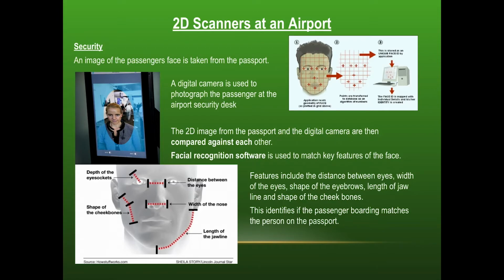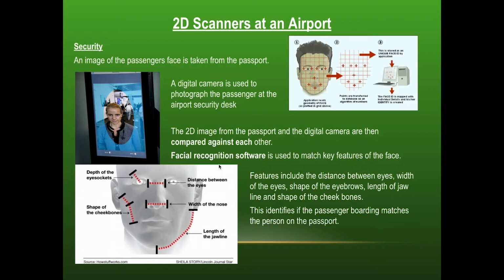shape of the mouth, the length of the jaw, your cheekbones, all of these different measurements are taken and then compared against each other. And it matches these distances, matches these key markers, and then is able to identify if the person stood in front of them is in fact the same person that is on the passport.